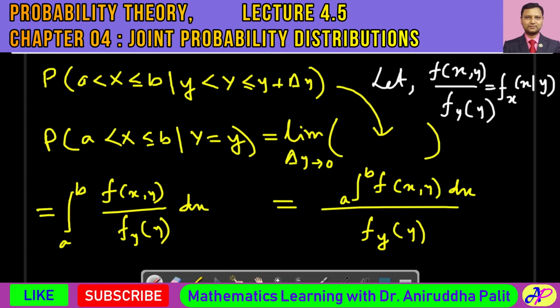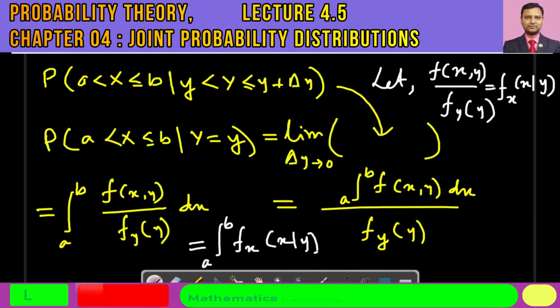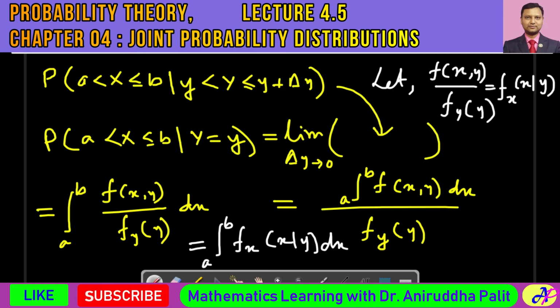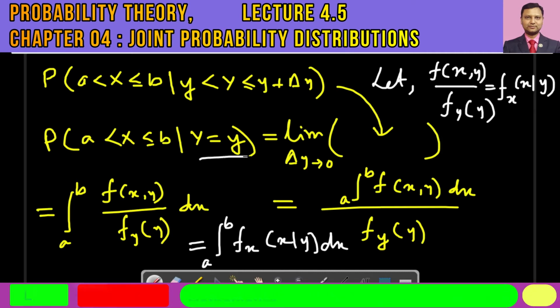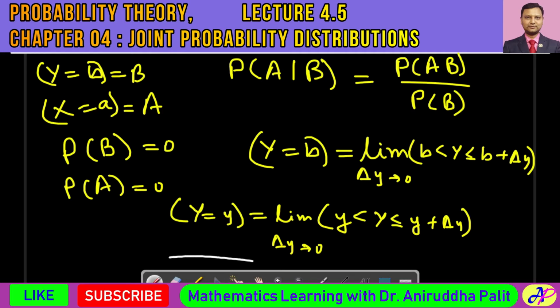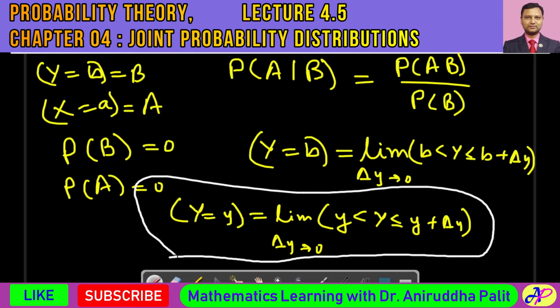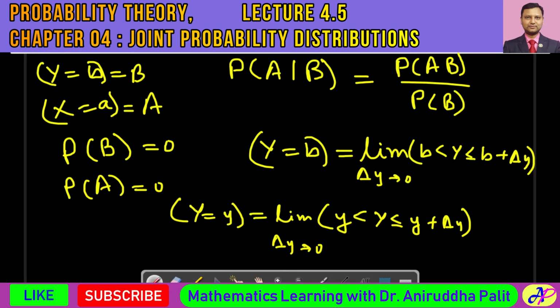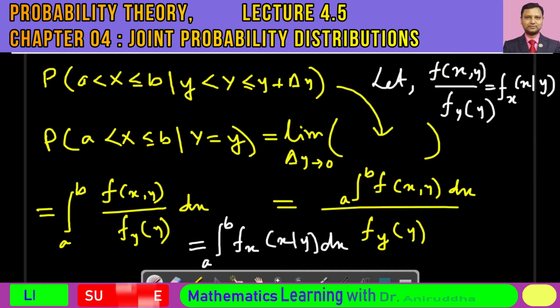In that case, this integral can be written as the integral from a to b of f_X(x given y) dx. It can be shown that this expression satisfies all the properties of a probability density function, and this one is called the probability density function of the conditional distribution of X given Y is equal to small y. So Y is equal to small y always means in this kind of limiting sense. Keep this in mind: Y is equal to small y is always defined in this kind of limiting sense.